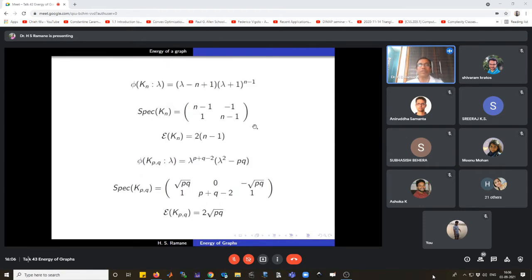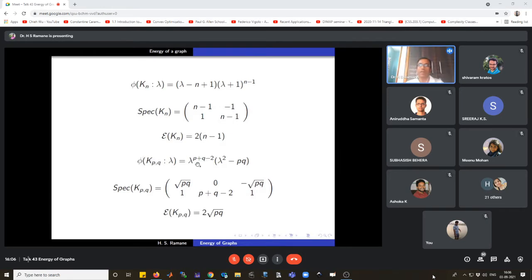We know the spectrum of the complete graph Kn: n minus 1, and the remaining eigenvalues are minus 1. This is the characteristic polynomial of the complete graph, the graph where every pair is adjacent. From here, we can write the energy of a complete graph as 2 times (n minus 1).